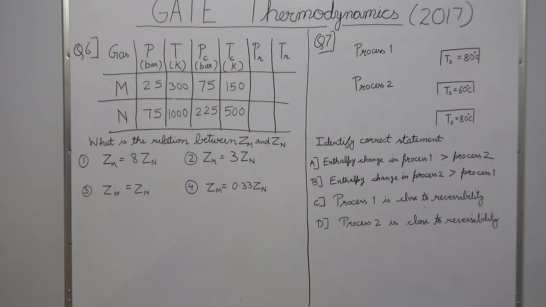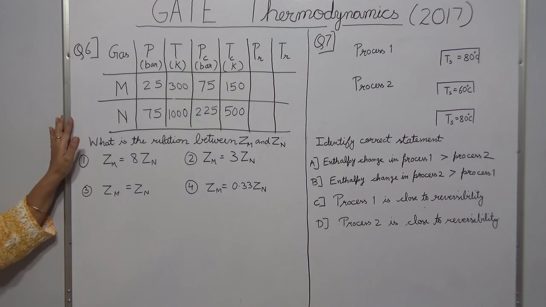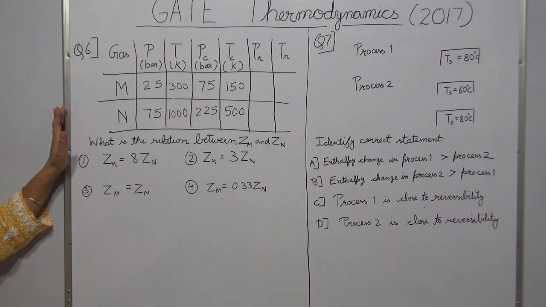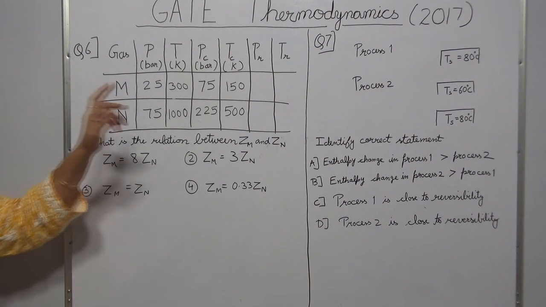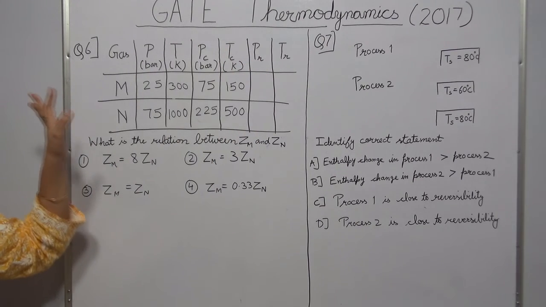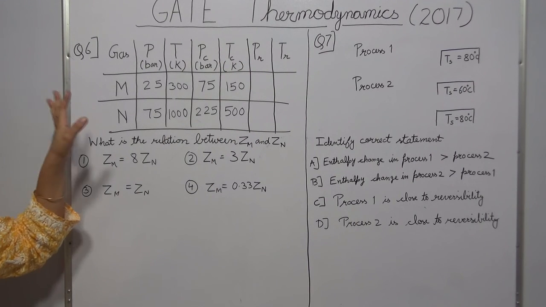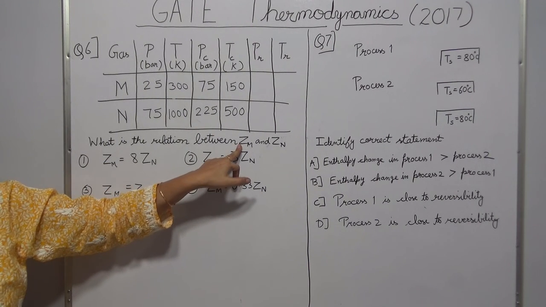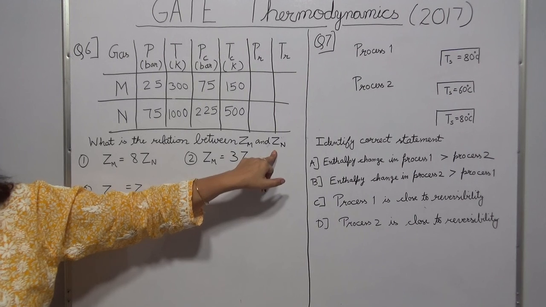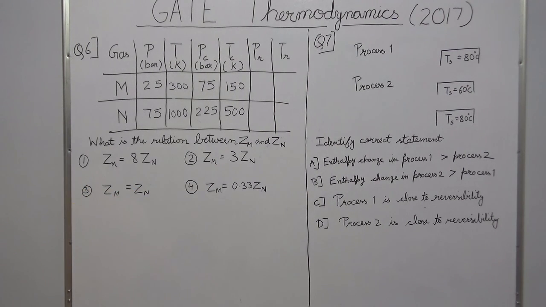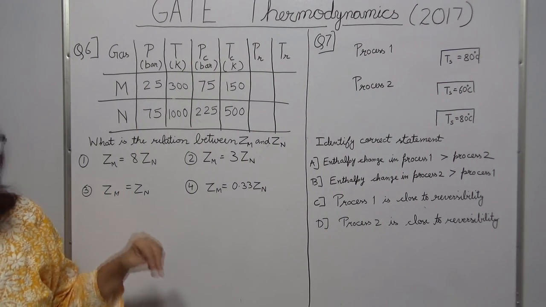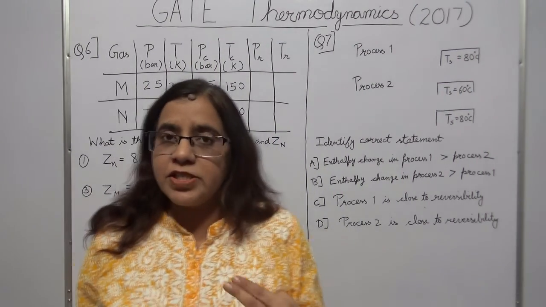Fine. Now they have said that the volumetric properties of these gases are described by the generalized compressibility chart. Okay, so what it gives is Z as a function of reduced temperature and reduced pressure. Those are your generalized compressibility charts. Now they have asked, at the given condition, what is the relation between the compressibility factor of gas M and gas N? This is a very straightforward problem and it is based on your two parameter corresponding state theorem.